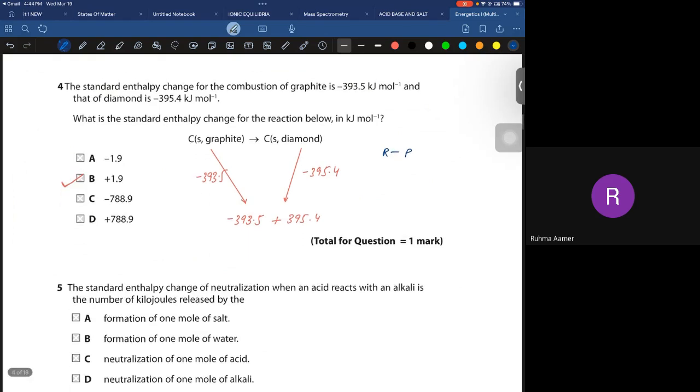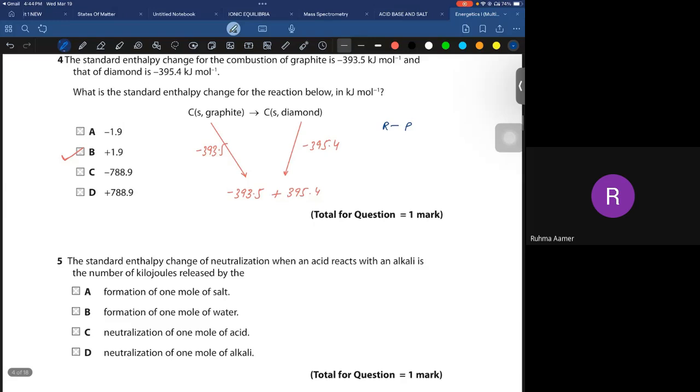Okay. Now see this question number 5. The standard enthalpy change for the neutralization when an acid reacts with an alkali is the number of kilojoules released by... When I was telling you enthalpy change of neutralization, I told you it's the energy released when 1 mole of water is formed. It is the energy released in kilojoules per mole when 1 mole of water is formed.